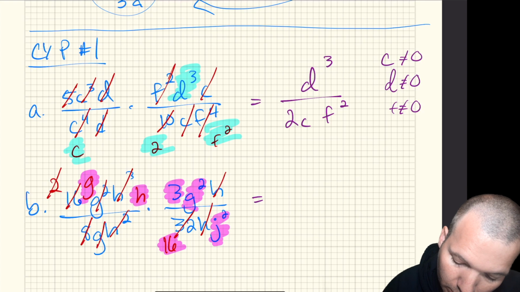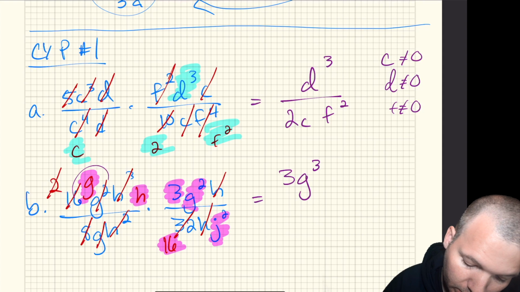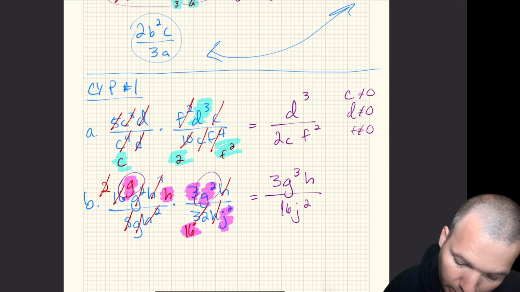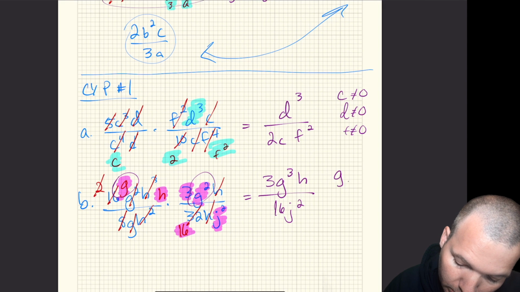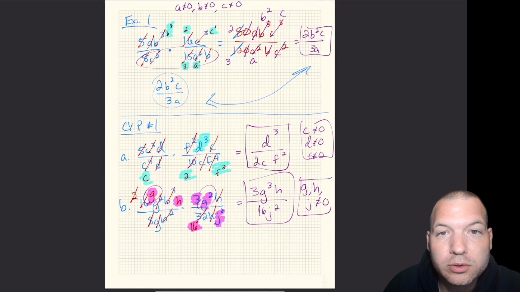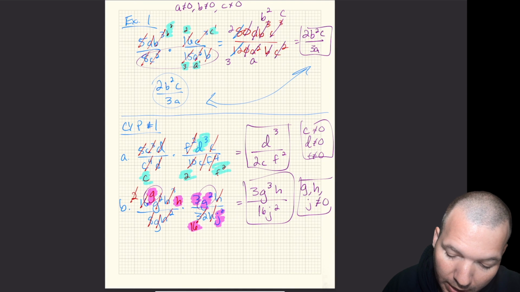If we do, though, we should get, for Check Your Progress 1B, 3g to the third, because I have 1 here and 1, 2 there, h over 16j squared. And g, h, and j, none of them can be 0. Okay, so there it is. Those are your answers for Check Your Progress 1A and 1B.